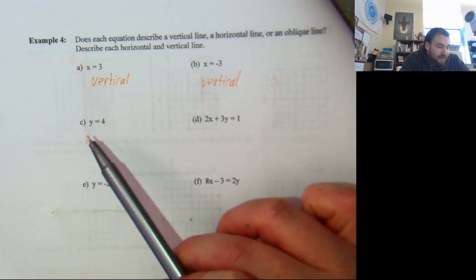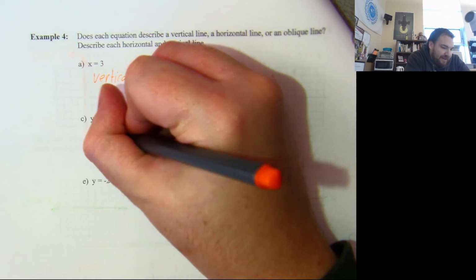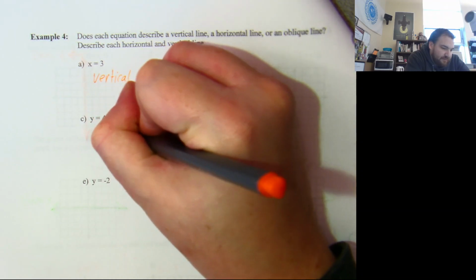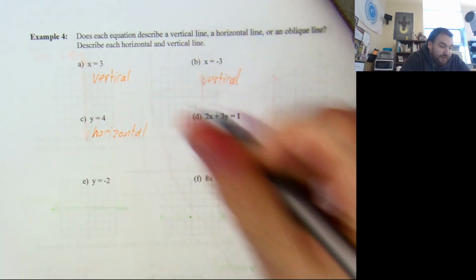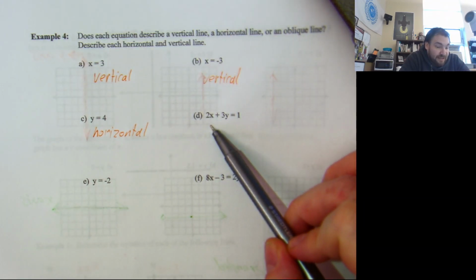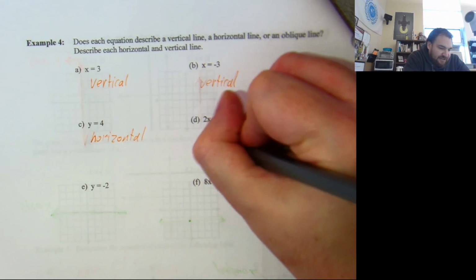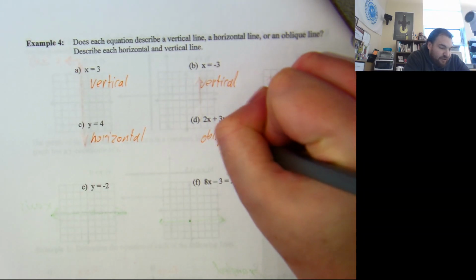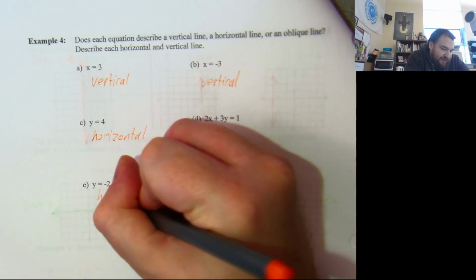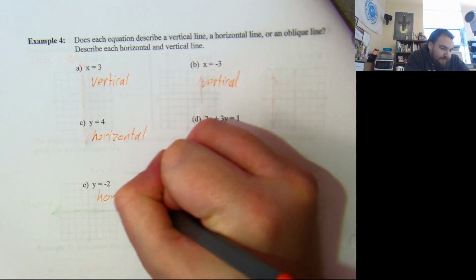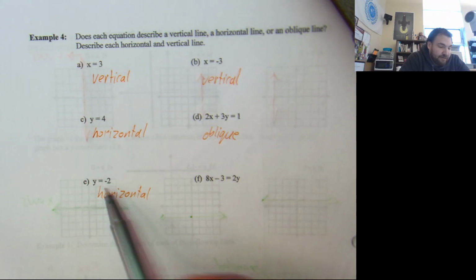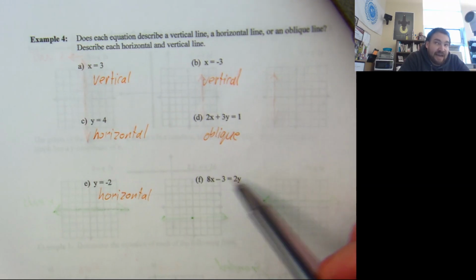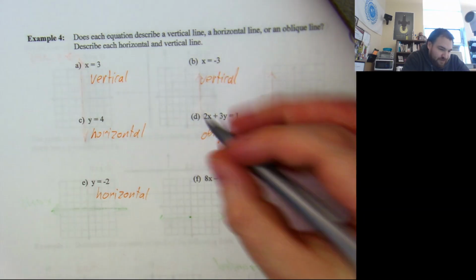left. That one's horizontal because Y is locked. We're going to go this way. This one's oblique because it's got X's and Y's in there. Lucas already answered E. It's already horizontal. And we went down 2 to get there. And then this last guy has X's and Y's in the equation. So that's oblique as well.